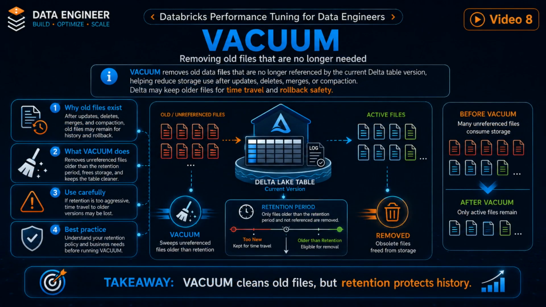Vacuum is used to clean up old data files that are no longer needed by a Delta Lake table. After updates, deletes, merges, or compaction, Delta may keep older files for time travel and rollback safety. This is one of the strengths of Delta Lake, but over time, old files can consume storage. Vacuum removes files that are no longer referenced by the current table version and are older than the retention period. This helps reduce storage cost and keeps the table cleaner.